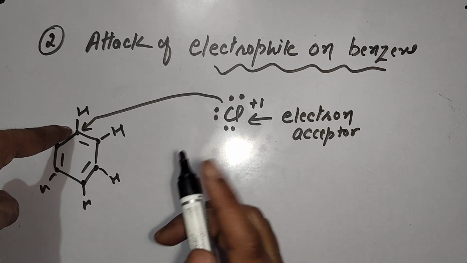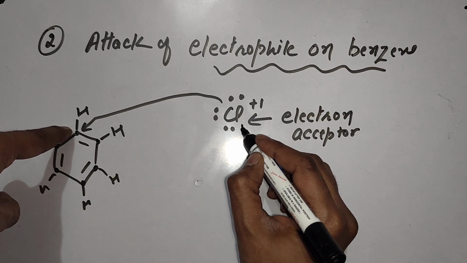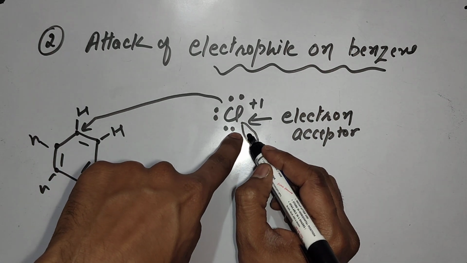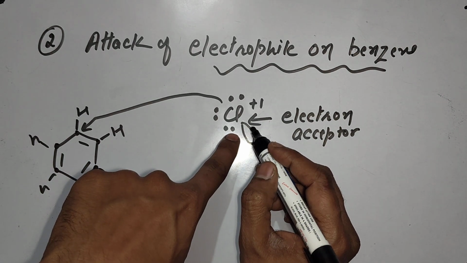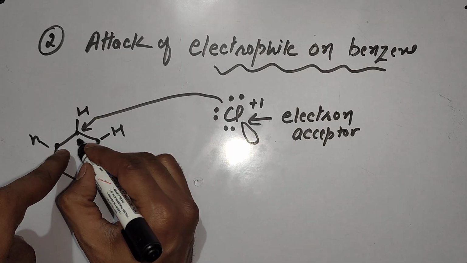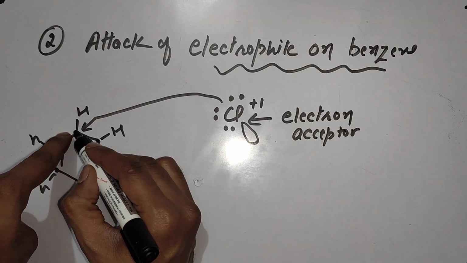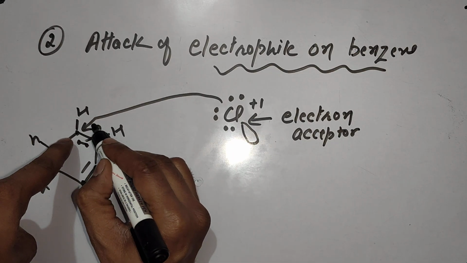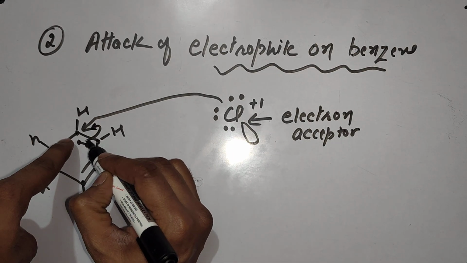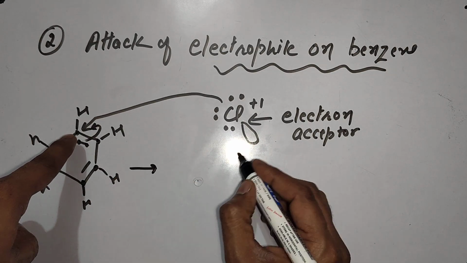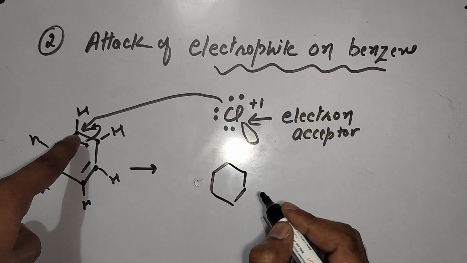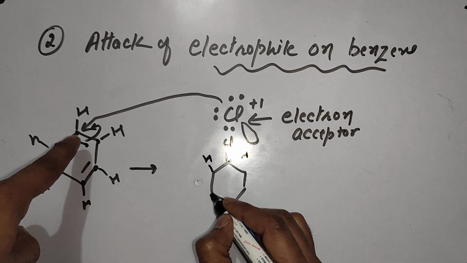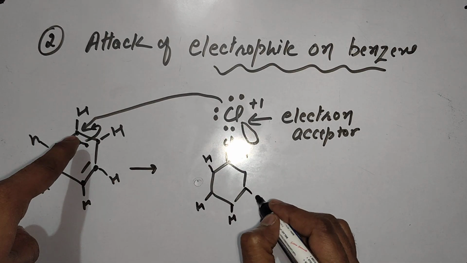Now for bond formation, 2 electrons are required, but this chlorinium ion has already lost its electron. That's why it has a vacant orbital. So to provide electrons, the duty will be of this carbon on which it is going. This carbon will shift pi electrons toward itself and will use these pi electrons to make a bond with chlorine, like this. The rest of the molecule will remain as it is. There will be no change.